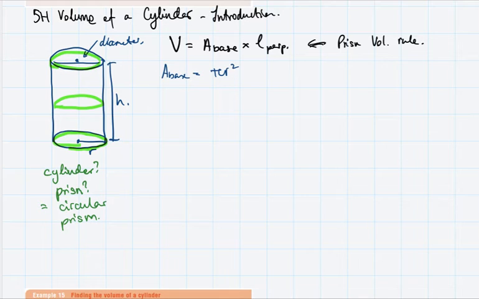How long does it extend on for? Well, we can see here that the length that's perpendicular is here, right? Because the perpendicular length always works at right angles to the actual cross-sectional area. So it extends on for h. Therefore, we can get our rule. The volume of a cylinder is equal to pi r squared times h, pi r squared h. And this here is the volume of a cylinder rule.